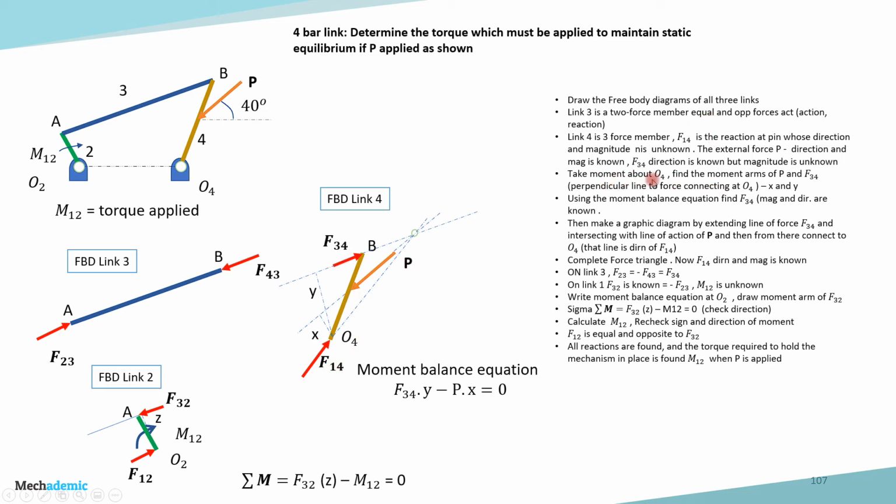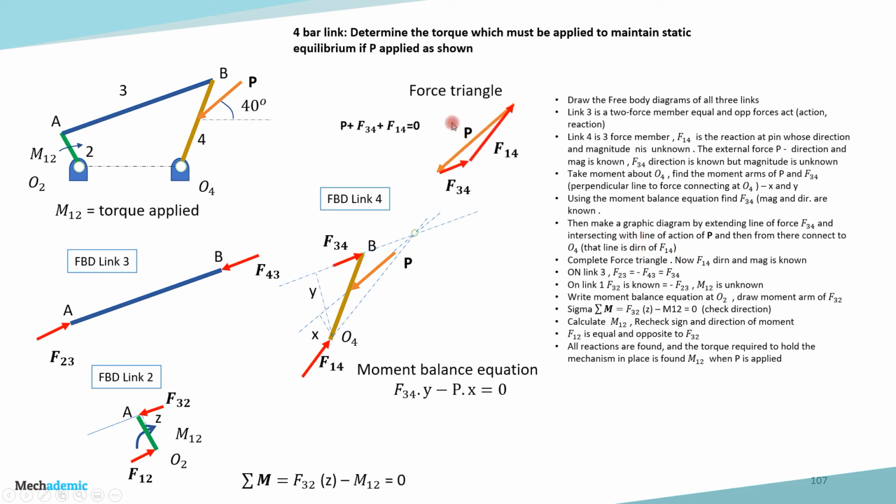We need to take moments about O4 and write this moment balance equation. F34 is not known in its magnitude, so we need to find F34. Because Y, P and X are known, we can find F34. Once we find F34, we need to find this intersection point and connect it to O4. So we will get the direction of F14.